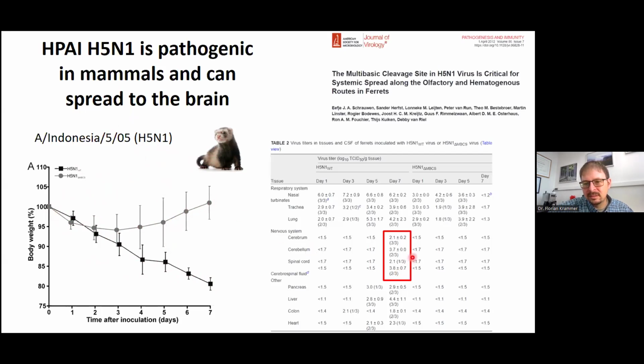And you can also see the difference here on the right side. This here is the virulent version with the polybasic cleavage site. And the virus in the ferrets even spreads to the nervous system and the brain. And that's how these animals unfortunately succumb to infection. The virus without this cleavage site doesn't do that.